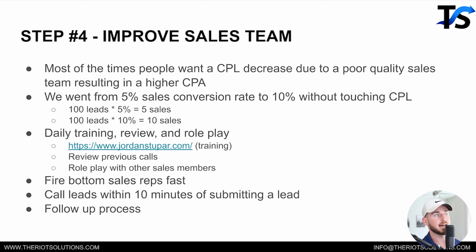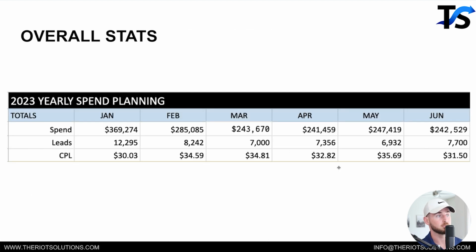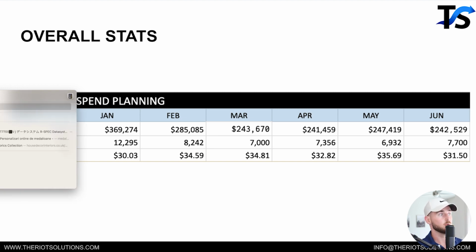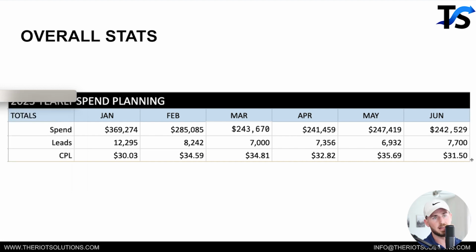So you also need to be looking at how can we improve the sales team? How can we improve the sales conversion rate? We went from a 5% sales conversion rate when I started working with this client. We've been working with this client now for about 2 years. And we went from a 5% sales conversion rate to a 10%. So let's just look at this really quick. That means out of 7,700 leads right here, 7,700 times 5%, it's about 385 sales we made for that month. Now we're closer to 10%. That's 770 sales, for example.